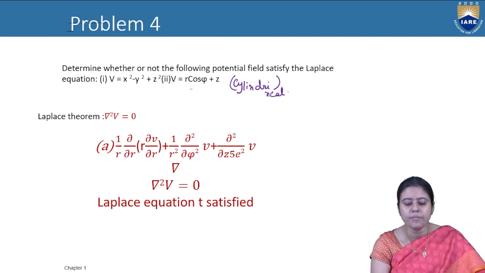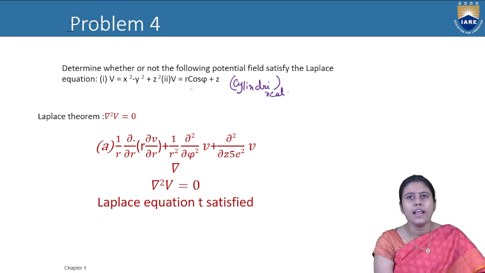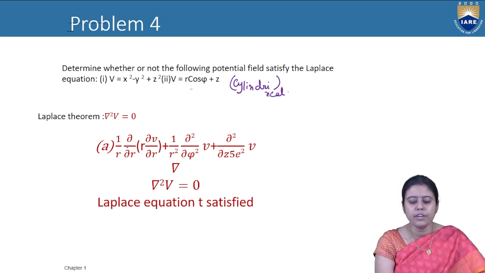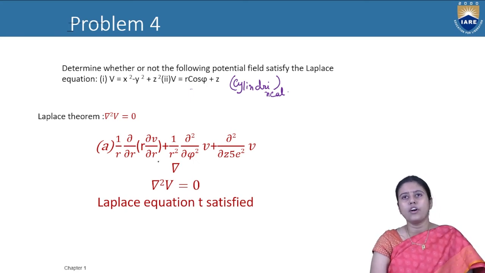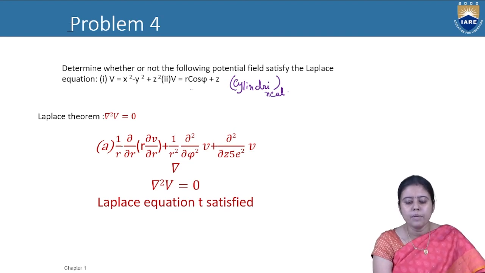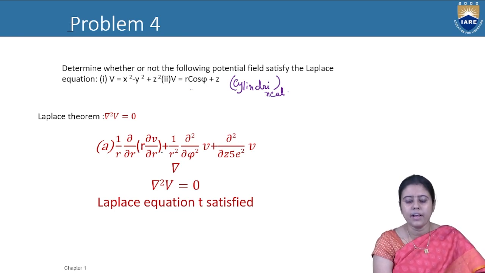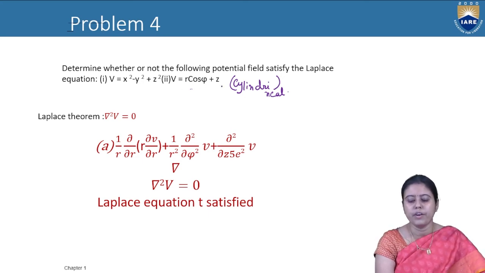So how to calculate in the cylindrical coordinate? What is the formula? The formula is 1 by r del by del r of r del V by del r. What is the formula of grad square? The grad square formula is given as 1 by r del by del r of r del V by del r, plus 1 by r square del square V by del phi square. So it is with respect to phi.